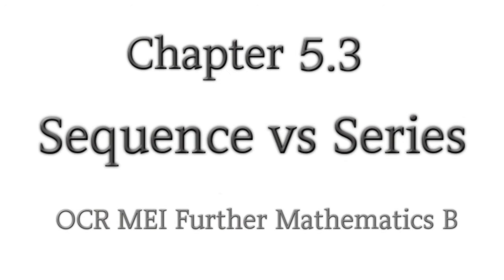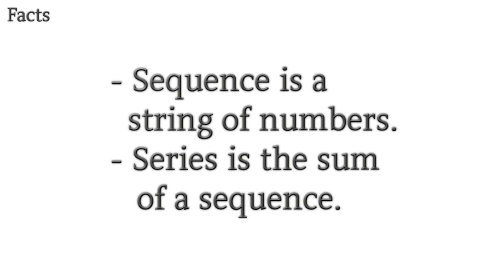Welcome back to OCR MEI Further Mathematics B. Today we're doing chapter 5.3, Sequence versus Series. In a nutshell, a sequence is a string of numbers which might or might not be related. So I can just randomly shout 1, 3, 8, 12, 15, and that is a sequence.